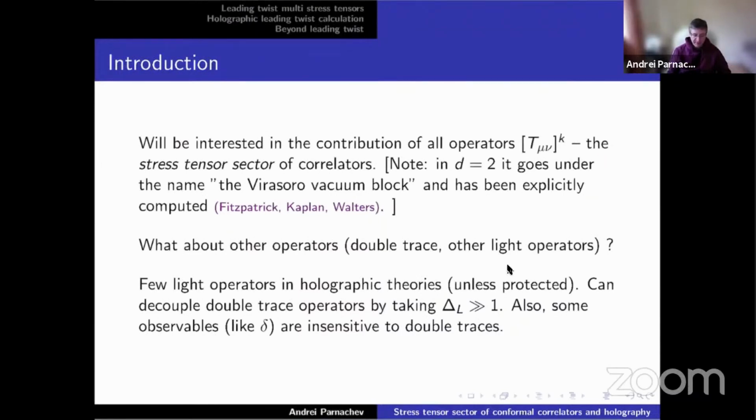it's known exactly. It goes under the name Virasoro vacuum block, the identity, and that has been explicitly computed thanks to the existence of Virasoro symmetry. In higher dimensions, the situation is more non-trivial.